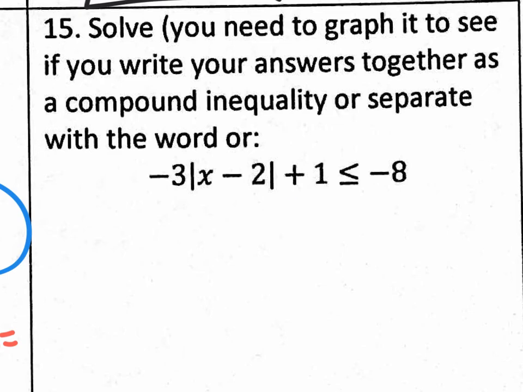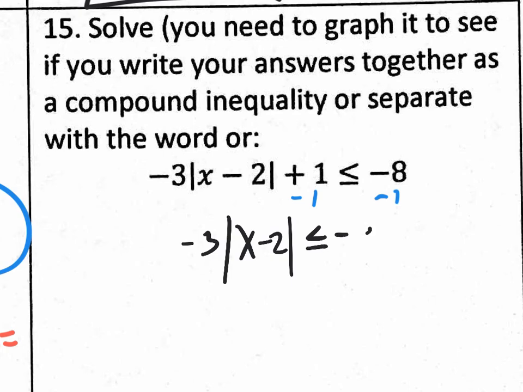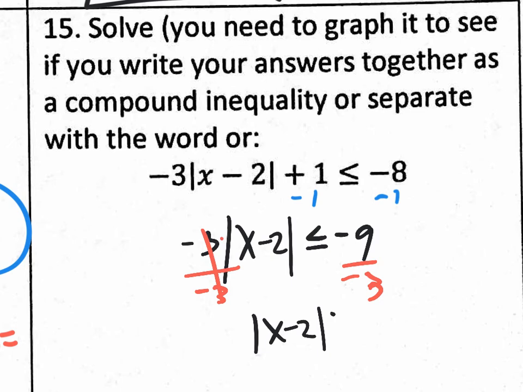What's step 1 on solving any inequality or any absolute value inequality? Isolate. So we're going to subtract 1. We're going to have negative 3, absolute value of x minus 2, less than or equal to negative 9, right? Okay, final step would be to get rid of the multiplication of negative 3, divide by negative 3, divide by negative 3. So you'll have the absolute value of x minus 2 is greater than or equal to, because you flip it because we divided by a negative, and you get a positive 3 right there.